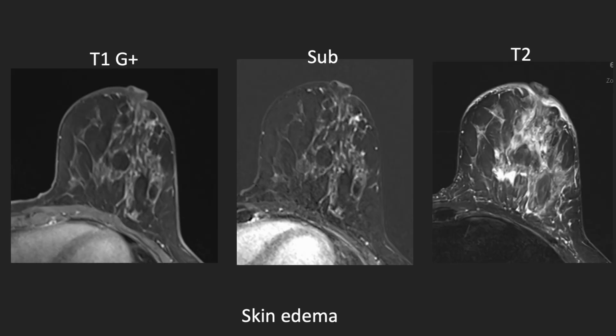This patient has thickened skin. You can see how thick the skin is. However, it is not enhancing, but it is very high on the T2 image, and this is skin edema. In this case, it was some extensive nodal involvement of the axillary nodes producing lymphedema.